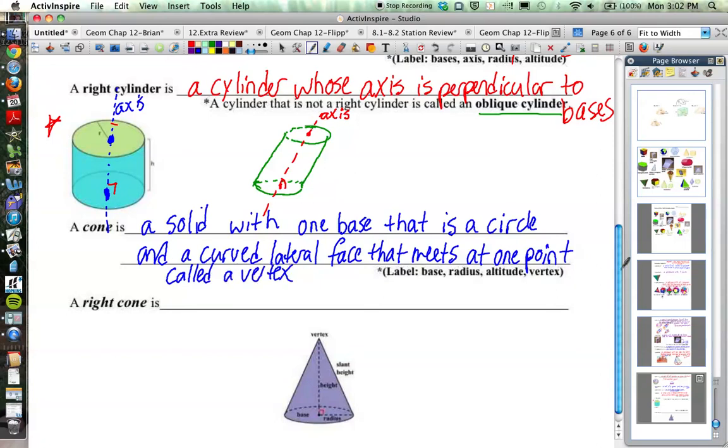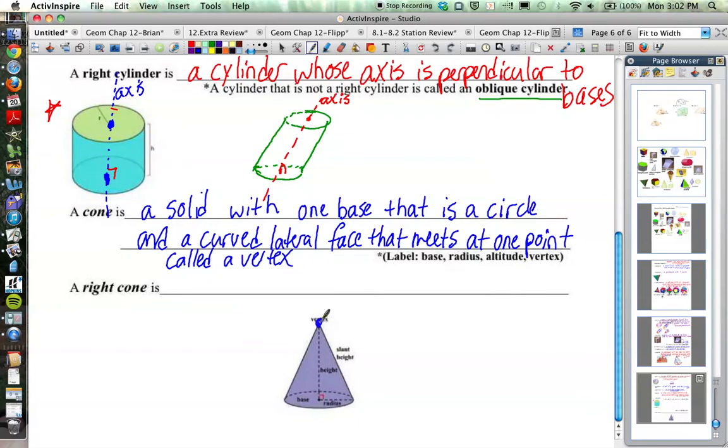Okay, so down here we've got our cone. Here's our vertex right at the top, and we've got a circle for the base down here. You guys are familiar with cones. We talked about their surface area a couple of units ago. And a right cone, just like before, will have an axis that is perpendicular to the base.